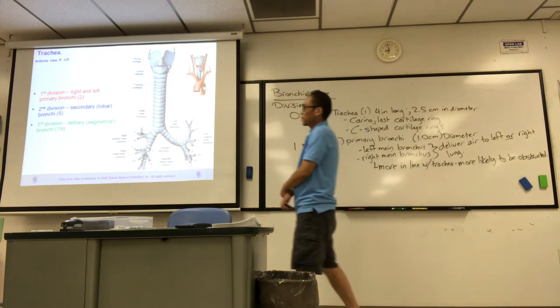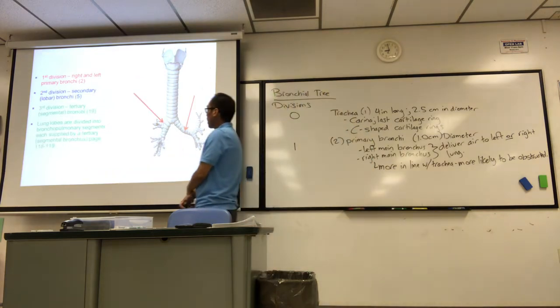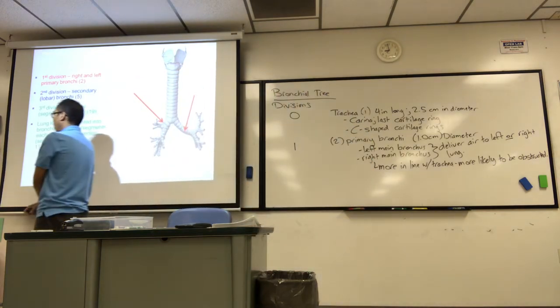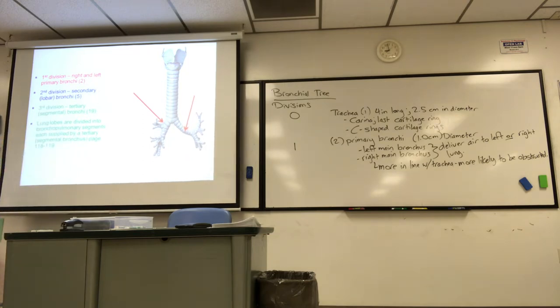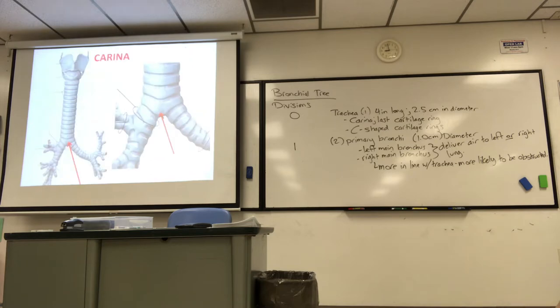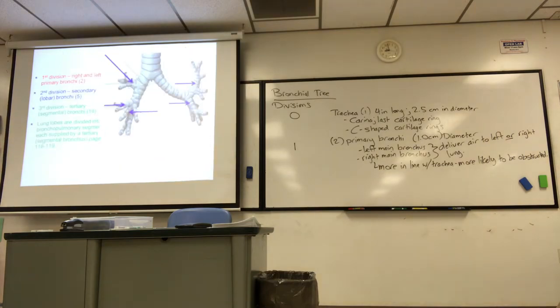All right, so moving on, that's the first division. Here's the first division. I just use arrows to point to the airways. So one airway becomes two airways. We have two primary bronchi, and there's the carina where they divide. And here's the second division with blue arrows. You've got five airways now. So with the second division, two airways become five airways.